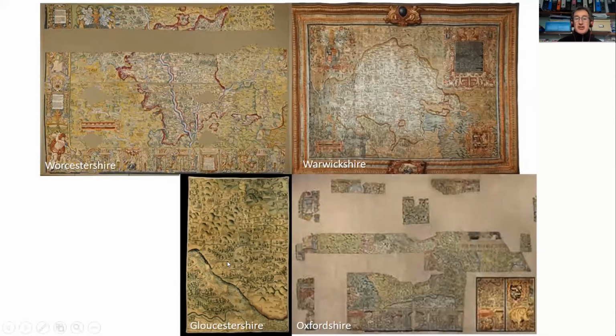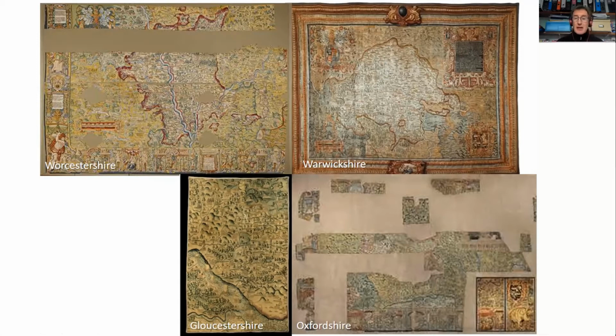Both Warwickshire and Gloucestershire have east at the top. Worcestershire and Oxfordshire have north at the top, so you can't get them to join. One of the key things, though, is the Weston House, which on the Worcestershire tapestry, which we're focusing on, is around about here. Weston House would have appeared on all 4 tapestries.